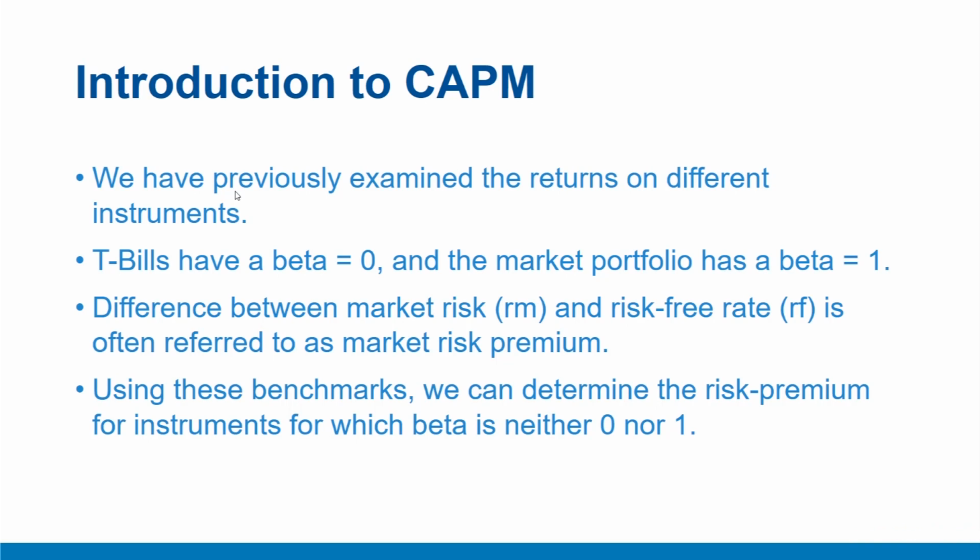Since this market portfolio is risky, investors demand higher returns from the market portfolio than from T-bills. This difference in expected returns between the market and the risk-free rate, RM minus RF, is often considered the market risk premium. It is easy to see that T-bills have a zero risk premium since they are zero-risk instruments. The market portfolio that has a beta of 1 has a risk premium of RM minus RF. Thus, we have two different and relevant benchmarks or parameters for risk premium. Using these benchmarks, we can determine the risk premium for instruments for which beta is neither 0 nor 1.